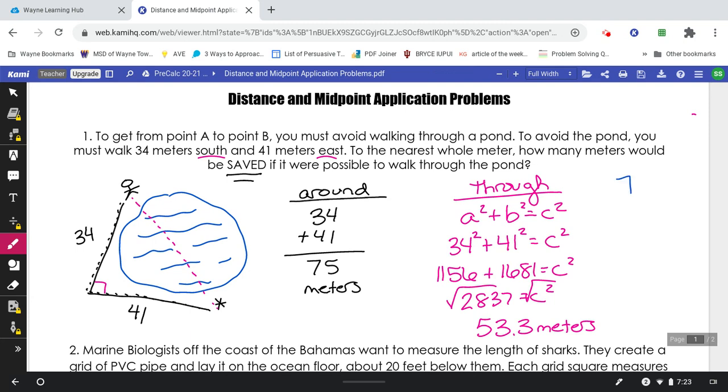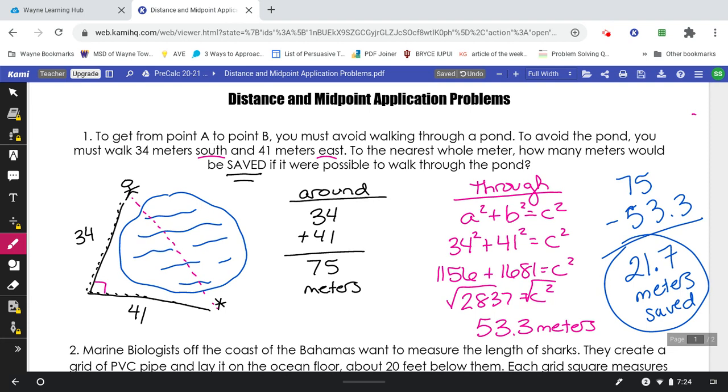So you're just going to compare the two, 75 minus 53.3. I'm going to do that one in my calculator. Type that in, and it gets me 21.7 meters I could have saved. So notice the only real part that we were working on in class is the Pythagorean theorem. Everything else was just adding, subtracting, and using logical thinking to figure out what the question was asking.